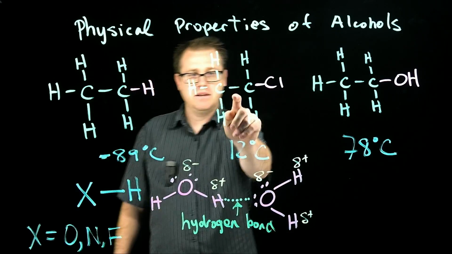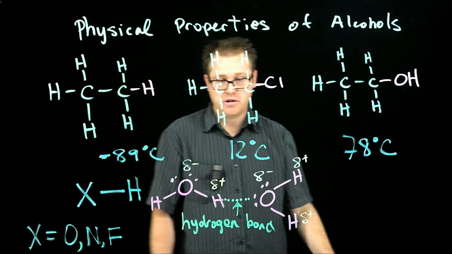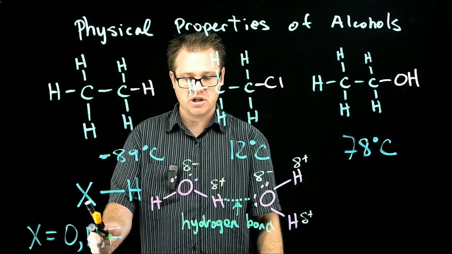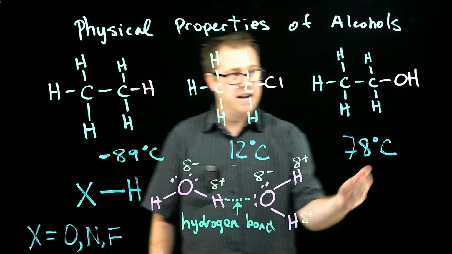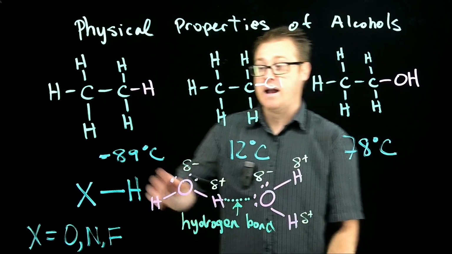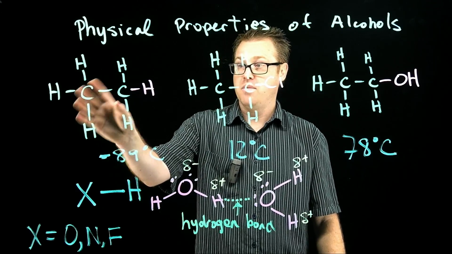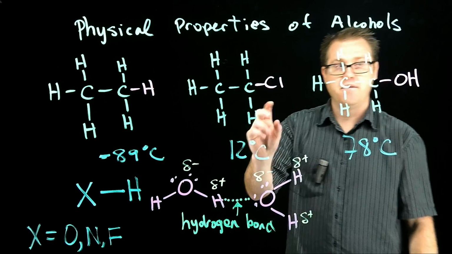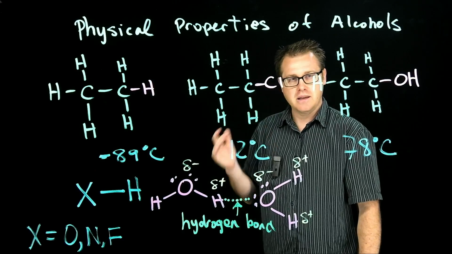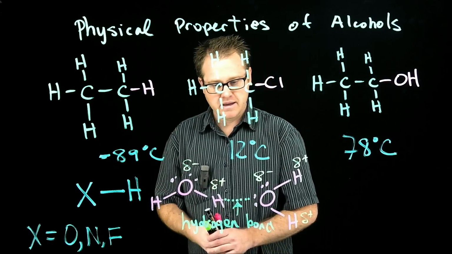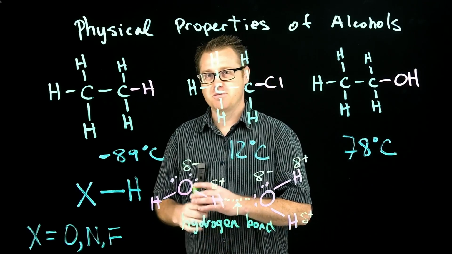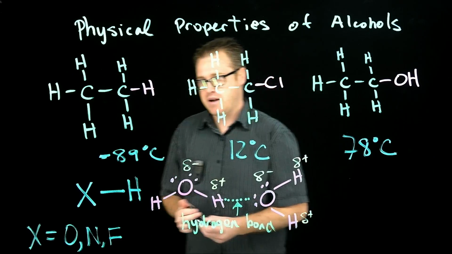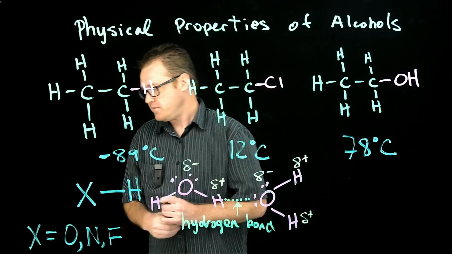And these guys don't have any hydrogen bonds because they don't have any hydrogen atoms directly bonded to oxygen, nitrogen, or fluorine. And that is the reason why you have such a drastic difference from ethane all the way to ethanol. It's because of that hydrogen bond. Very, very important in chemistry, in biochemistry. This hydrogen bond is responsible for a lot of physical properties that you're going to see throughout your chemistry career.